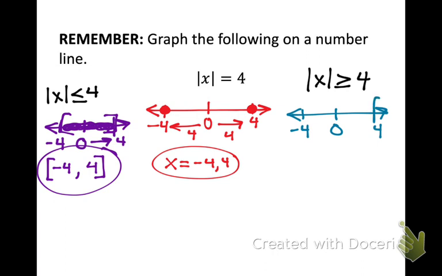So I'm going to do a square bracket facing the right. Shade everything to the right. Then we have to do it to the negative side. So I'm going to do a square bracket at negative 4, shading to the left. So how do I do that in interval notation? Negative infinity to negative 4, square bracket, union, square bracket, positive 4 to positive infinity.